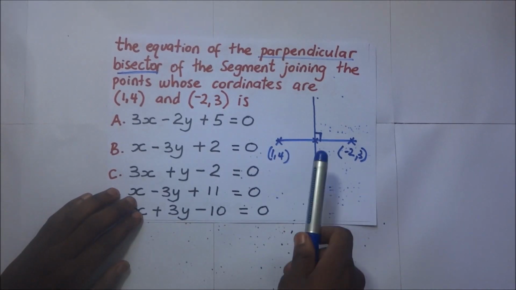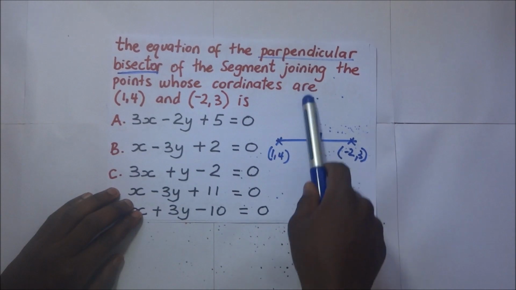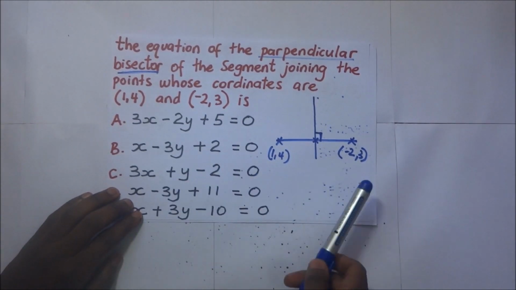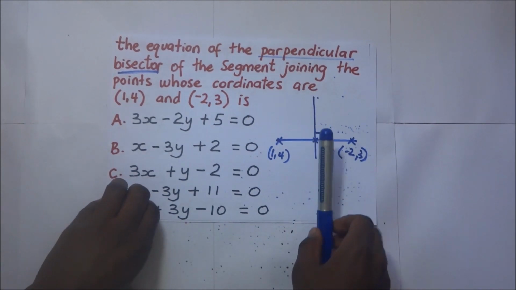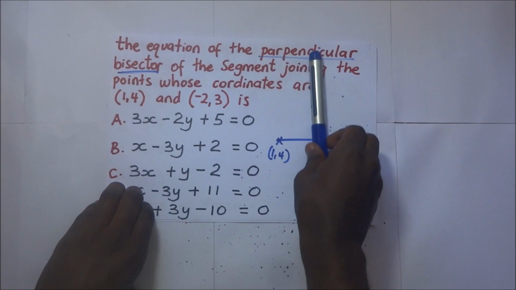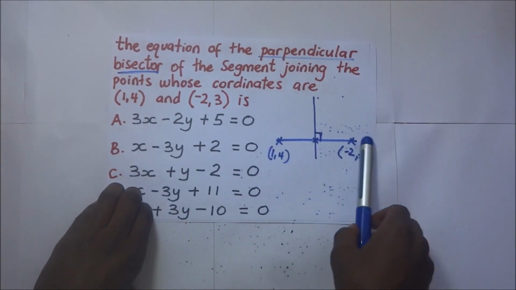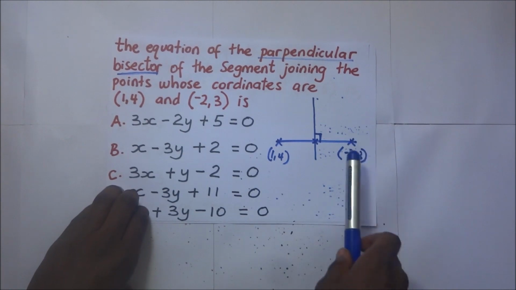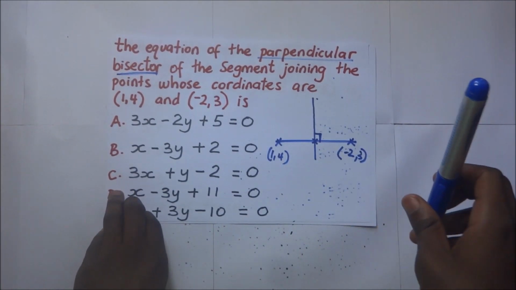So of course, for us to find the equation of this perpendicular bisector, one, we need to find the gradient of this perpendicular bisector. If we know the gradient of this line, the gradient of this perpendicular bisector is simply the negative reciprocal of the gradient of this line, since we already know that the gradient of this line times the gradient of that line is supposed to give us negative 1.